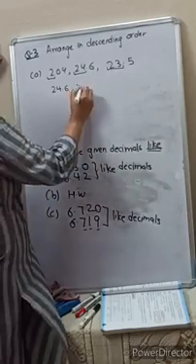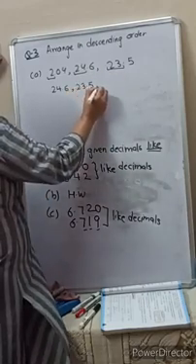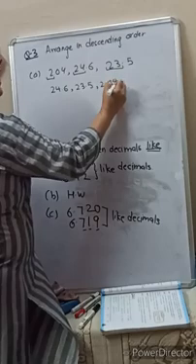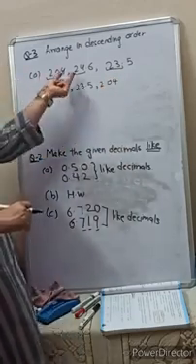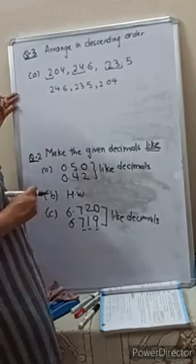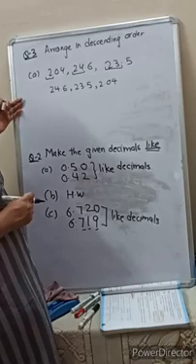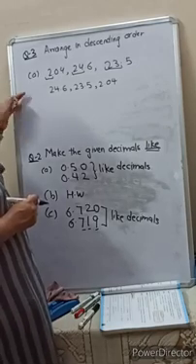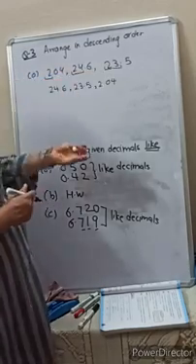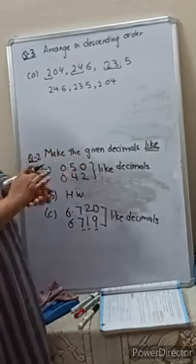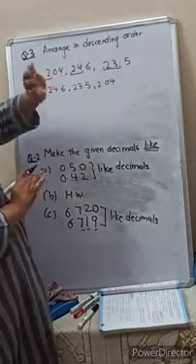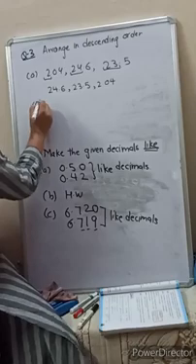After that comes 23.5. Then we have 2.04. So here it was not required to make the decimals like. Just by comparing the whole number part of the decimal, we could arrange them in descending order. Similarly, we could do it to arrange in ascending order as well. We marked the whole number part, and by comparing it, we could arrange the decimal numbers in descending order.